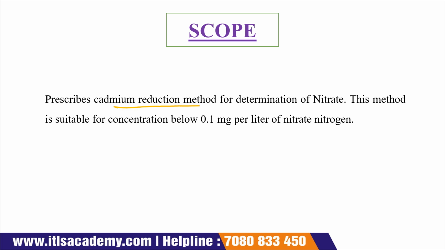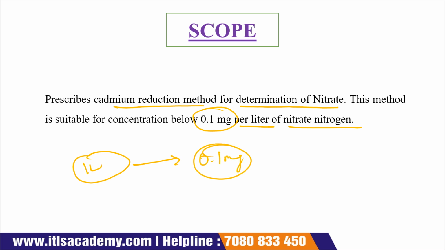Now the next is the scope. This prescribes the cadmium reduction method for the determination of nitrate. This method is suitable to determine the nitrate concentration even below 0.1 milligram per liter of nitrate nitrogen. Suppose that we have 1 liter of water. This cadmium reduction method can detect even 0.1 milligram per liter or even below it.